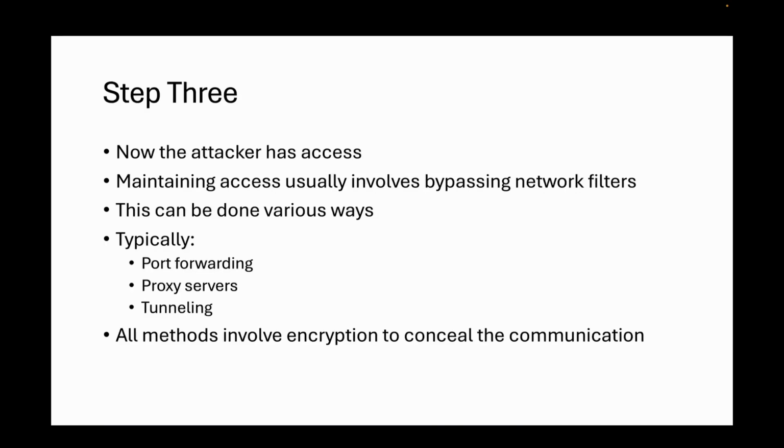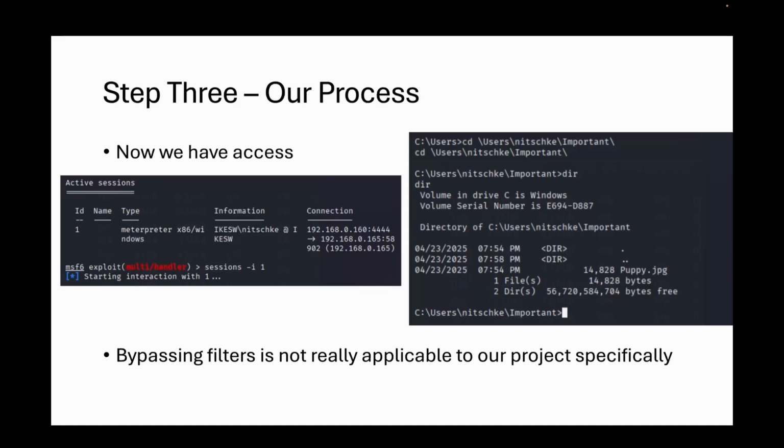Step three, now that the attacker has access, they're basically going to want to try to maintain this access, and in a lot of cases, they'll need to be bypassing network filters. This can be done in various ways, so it'll typically either happen through port forwarding, potentially using a proxy server, or tunneling, and then all methods will usually involve encryption to basically hide the fact that these packets are being sent. And in our process, once we get access, bypassing filters is not really applicable to our project, so it doesn't really matter in this context.